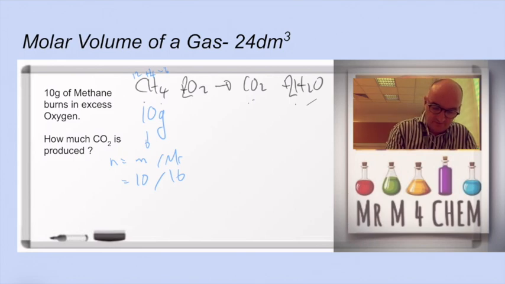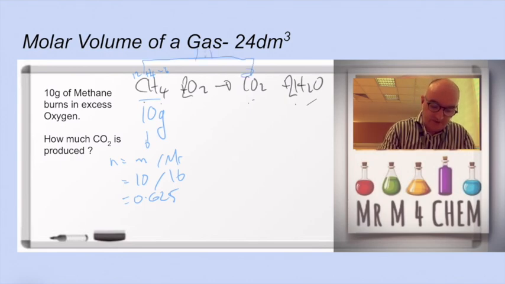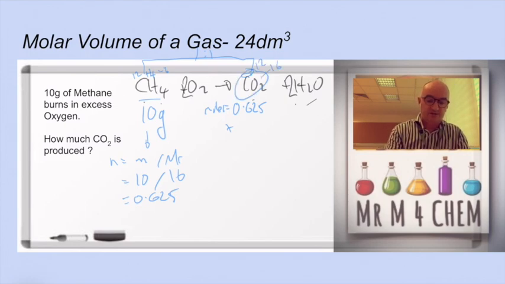moles of methane. The relationship between methane and CO2, and this is where the A's and the A stars get separated, is 1 to 1. So if I've got 0.625 moles of methane, I must also make 0.625 moles of carbon dioxide. Those are my moles. How do I get from moles to mass? Times it by the molecular mass of carbon dioxide. Carbon is 12, oxygen is 16, but there are 2 of them. 2 16s are 32, and 12 is 44. So 0.625 times 44, which I make 27.5.